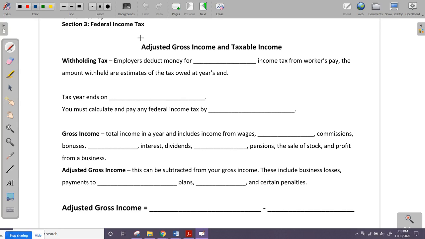Today we're going to be looking at federal income tax. So the first part we're going to look at is adjusted gross income and taxable income.